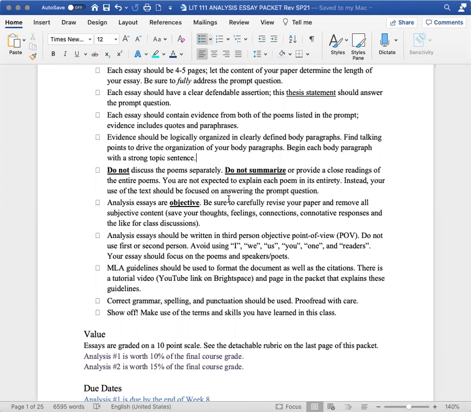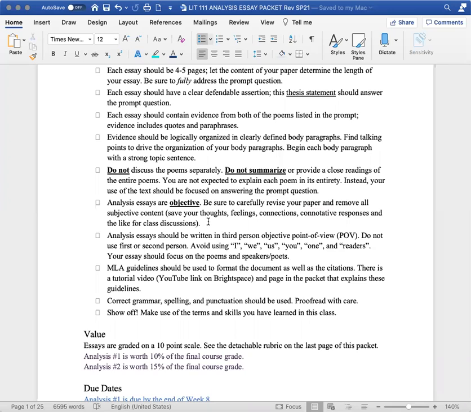Analysis essays are objective. What objective means is it's the opposite of subjective. So instead of talking about your thoughts, your feelings, connections that you've made, things that you thought about while reading, any kind of connotative responses that you had, save that for our class discussions. In this paper, you are simply talking about the poem, the speaker or speakers in the poem, the elements of the poem. So everything is third person objective.